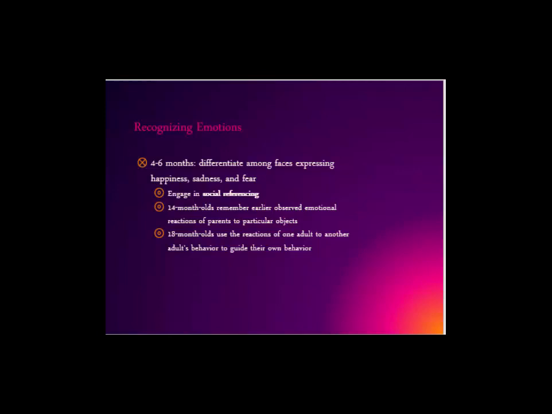So toddlers are going to use others' emotional messages to evaluate the safety of their surroundings, to guide their own actions, to gather information about other people's intentions and other people's preferences. So what can we do to help foster emotional understanding? Well, one of the things we can do is help children continue to recognize and label their own emotions.